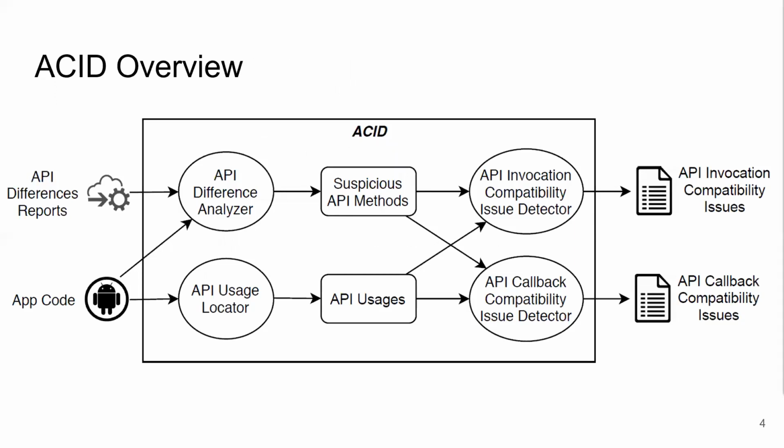ACID takes the app code and API difference report as input and outputs potential API invocation and callback compatibility issues. ACID consists of 4 components. The API difference analyzer uses the API differences report to get the API methods that can cause compatibility issues for a specific API version. The API usage locator parses the source code and gets all the API usages as well as the class hierarchies. The API invocation compatibility issue detector uses API differences and API invocation usages to detect compatibility issues. The API callback compatibility issue detector uses the overridden API methods and API differences to detect callback compatibility issues.